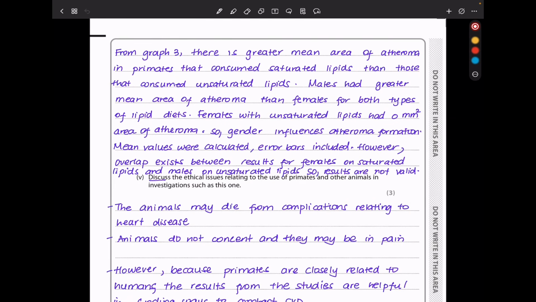And from graph 3, there is greater mean area of atheroma in primates that consumed saturated lipids than those that consumed unsaturated lipids. Males had greater mean area of atheroma than females for both types of lipid diets. Females with unsaturated lipids had 0 millimeter squared area of atheroma, so gender influences atheroma formation. From this graph, means were calculated, error bars were included. However, overlap exists between results for females on saturated lipids and males on unsaturated lipids, so the results are not valid.